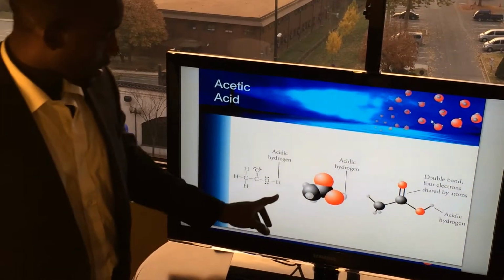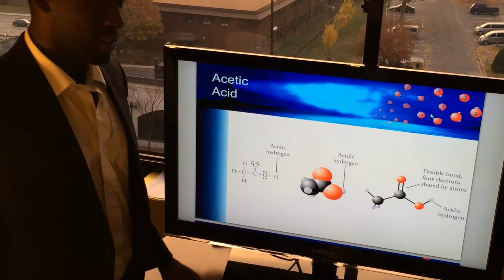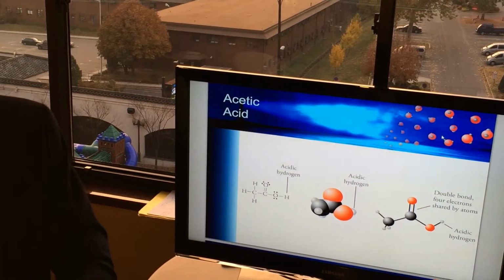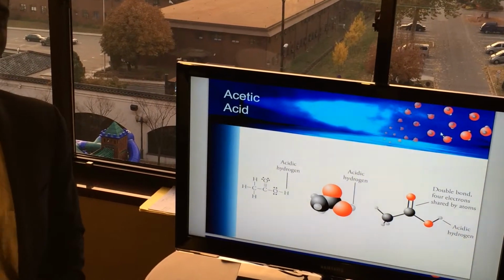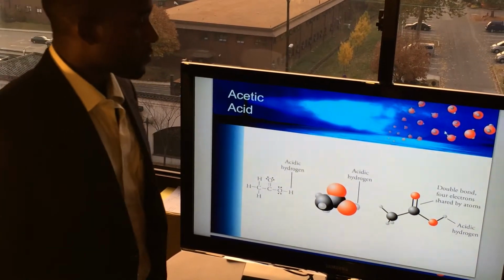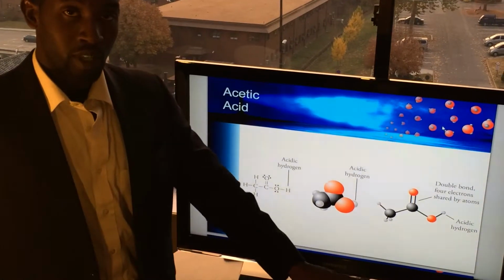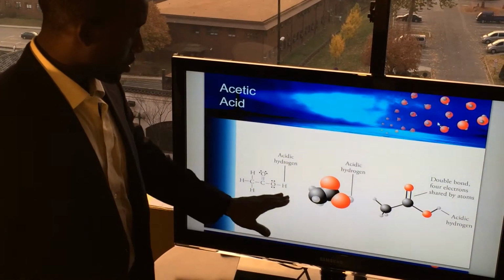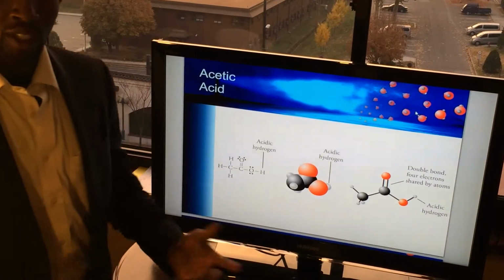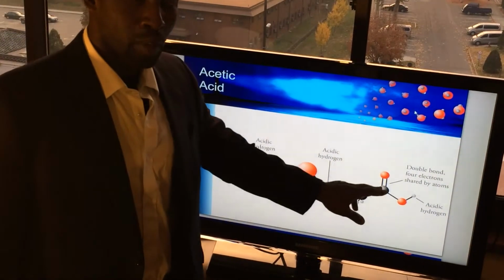Okay, so now we can identify this as the acidic hydrogen. This is the hydrogen that becomes released into solution, generating hydronium with the reaction with water. So these are different models that represent the same thing. This is your Lewis dot or the skeleton model. This is the space filling diagram, and this is the stick and balls diagram.